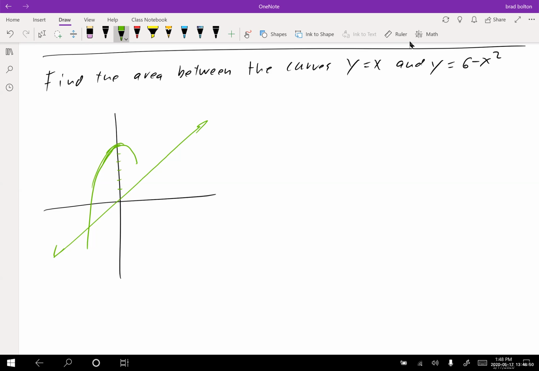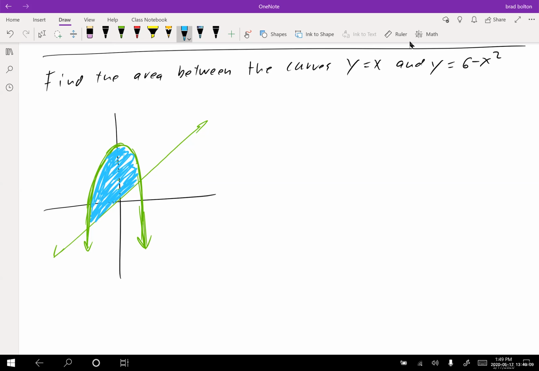Oops. You get a general idea. I'm not an artist. You've all figured that out by now. Okay. And then we want to find this blue area in the middle. We want to find the shaded region, so the area between these two curves.